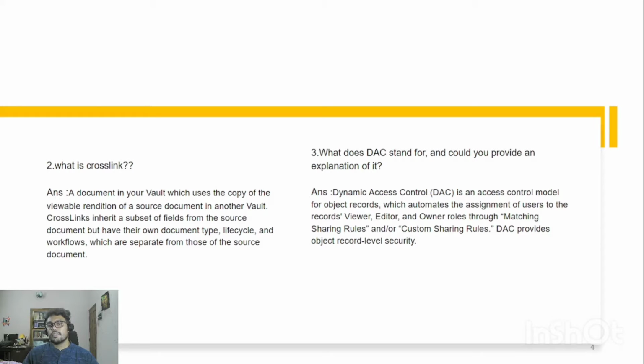DAC is an access control model for object records or documents which mostly automates the assignment of users to the record. Roles can be given, let's say viewer, editor and owner, and you can assign them to the users through matching sharing rules and custom sharing rules that provide object record level security.